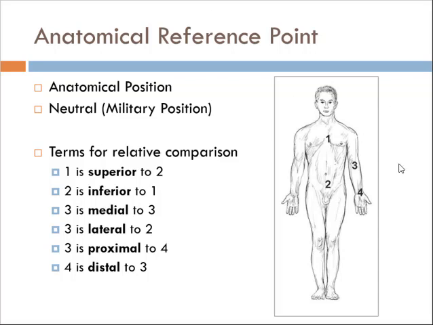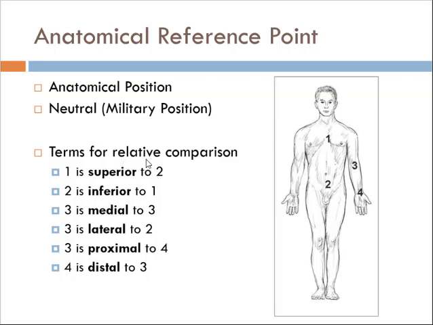So you see these 4 points here, 1, 2, 3, 4, and you'll see these relative comparisons: 1 is superior to 2, 2 is inferior to 1, and you can make other references like 3 is more lateral than 1 and medial. And so when you read through your textbook, you'll see some of these comparisons for how things are related to one another.